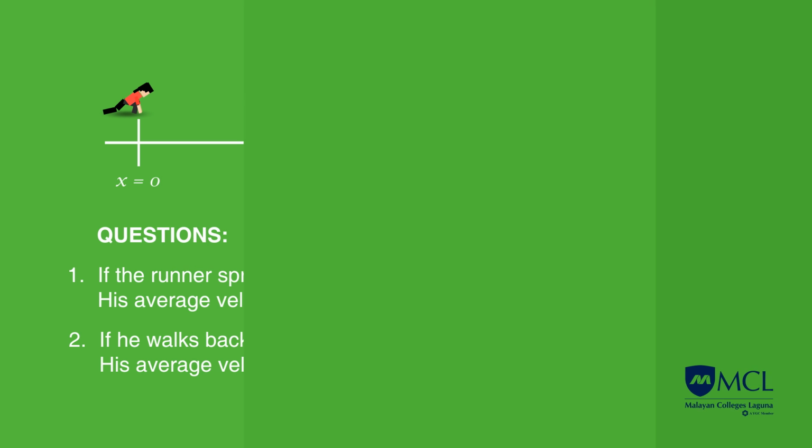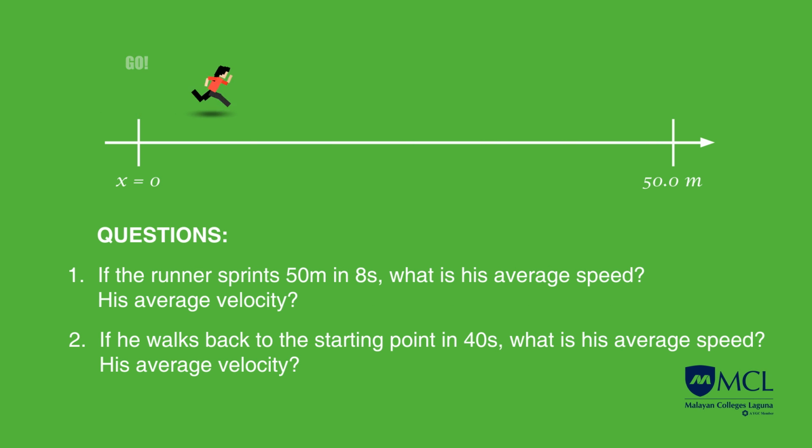If the runner sprints 50 meters in 8 seconds, what is his average speed, his average velocity? If he walks back to the starting point in 40 seconds, what is his average speed, his average velocity?